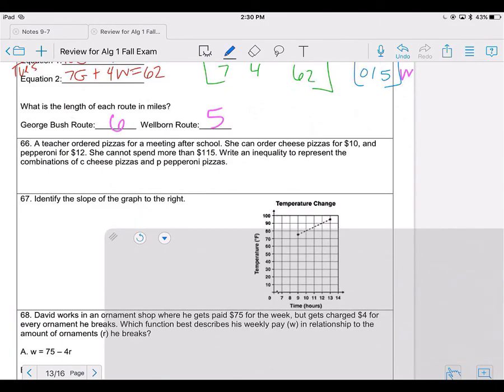66 says a teacher ordered pizzas for a meeting after school. She can order cheese for $10 and pepperoni for $12, but cannot spend more than $115. Write an inequality to represent the combinations of C cheese pizzas and P pepperoni pizzas.